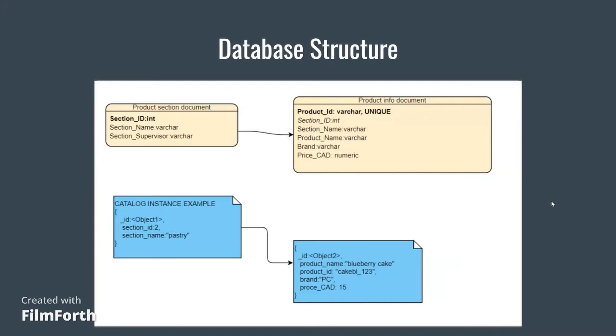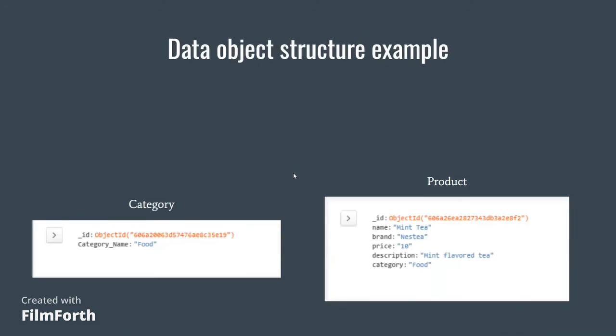Here is the simple database structure of one record. The product section document is connected to the product information document. We have two collections and they're connected to each other. And here is a data object structure example. One of the collections is called category and the other is product.